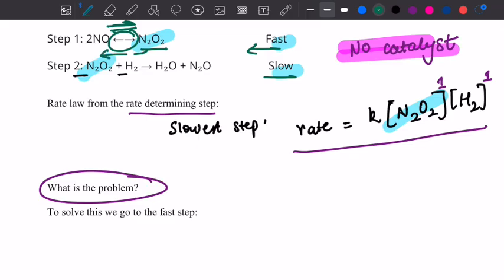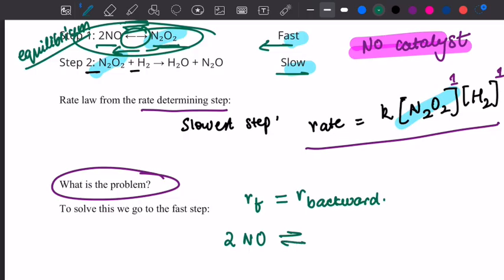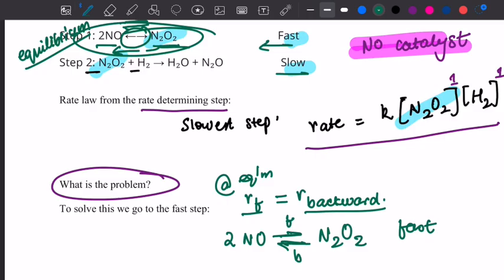We haven't studied equilibrium yet, but there is an equilibrium established between these two species. And the definition of equilibrium, just so you know now, is that the rate of the forward reaction is equal to the rate of the backward reaction. In this case, because this is a fast reaction, NO with arrows facing both sides forming N2O2 means there is one step going in the forward direction and one going in the backward direction, and at equilibrium the rate of forward is equal to the rate of backward reaction.